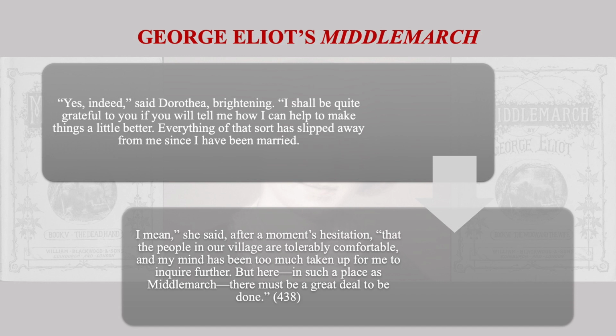But here, in such a place as Middlemarch, there must be a great deal to be done. This realization that after marriage, her desire... If we actually compare Dorothea and Lydgate, these are two characters both wanted to do something for the society, however theoretical it might be. But both fall on that aim, and they fail because both of them give themselves up to an institution that only takes them further away from their aim. And this is the institution of marriage.